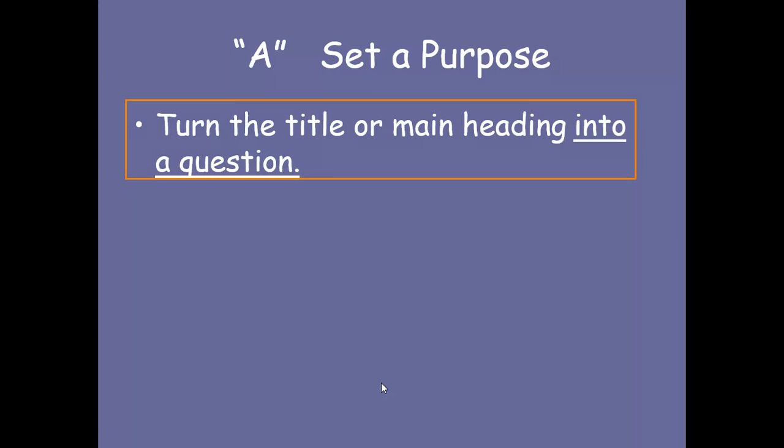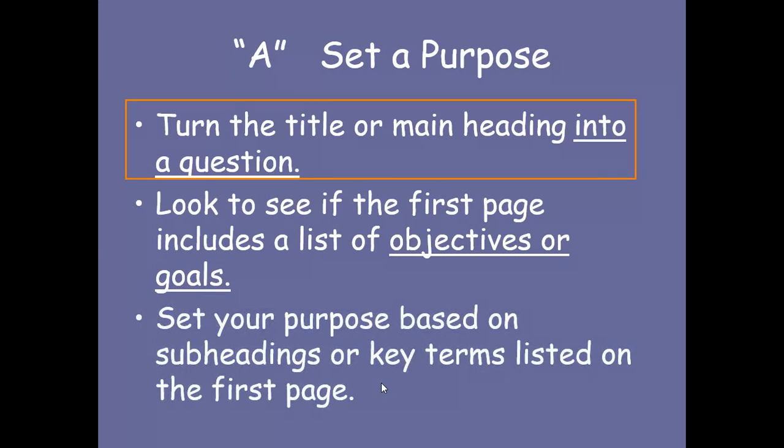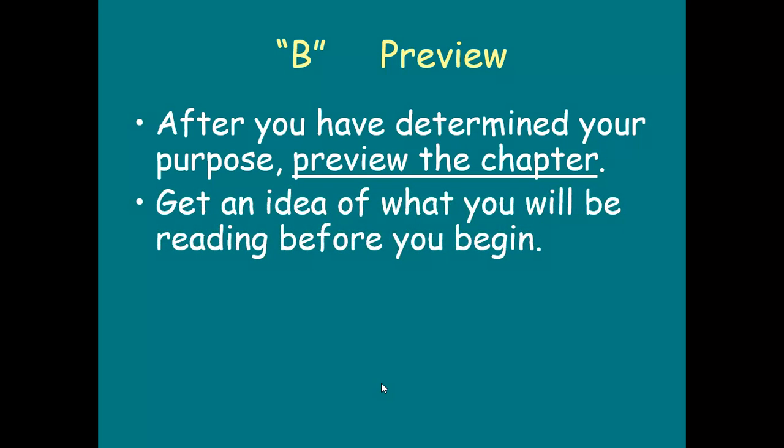Turn the title, if you don't have one, into a question. Look to see at the first page there's a list of objectives and/or goals. Set your purpose based on headings and key terms listed on the first page. Review. So what you're going to do then is just scan through that information from your book or whatever information you're looking for. Get an idea of what you're going to be reading before you begin. So right now you've probably asked some questions, maybe made a prediction, scanned through it, and you might have actually started to find the answers that you're looking for.